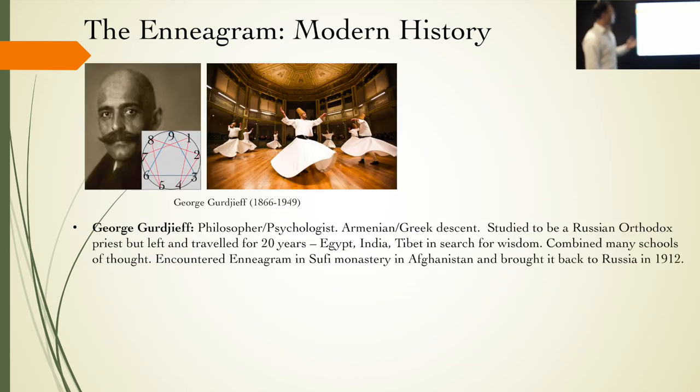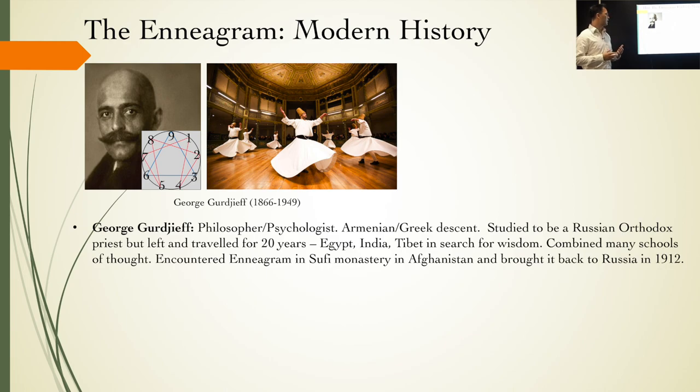So now, how did the Enneagram evolve into what it is today? Let's look at some of the more modern history. This is a very key character in the modern Enneagram. George Gurdjieff lived 1866 to 1949. He was a philosopher and psychologist of Armenian Greek descent.